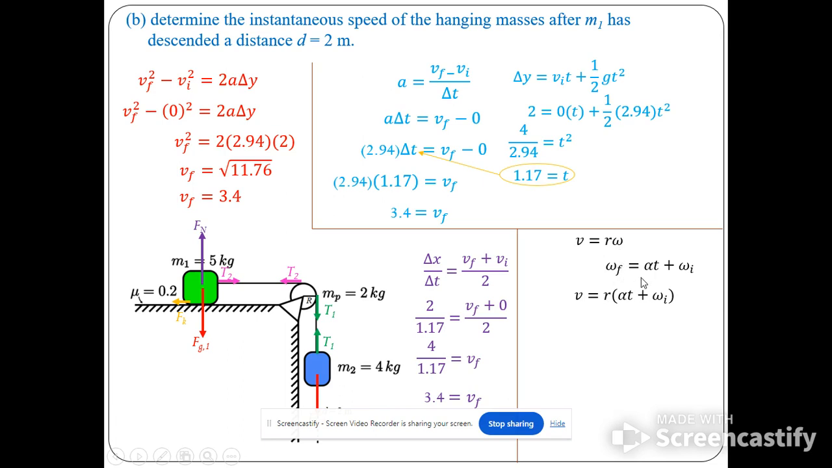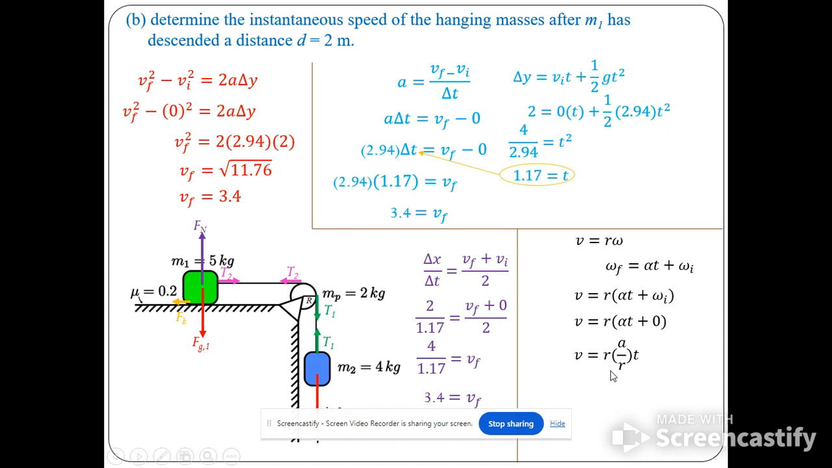I can substitute it with just alpha T plus omega I because I just derived that. And then we know that omega I is 0. Again, I just wrote it as a placeholder. And then in this case, you can just substitute, okay? You don't know what alpha is, but again, you do know the relationship: alpha is A over R. So you can substitute alpha out for A tangent, or A linear in this case, over R. And then the R's will cancel out.